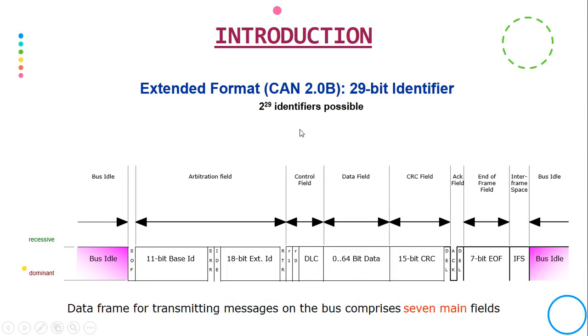This is the frame format for a CAN extended frame format, which is having 29-bit identifier. As compared to the standard frame format, this message also consists of 7 main fields, which includes start of the frame, arbitration field, control field, data field, CRC field, acknowledgement field, finally end of frame field.